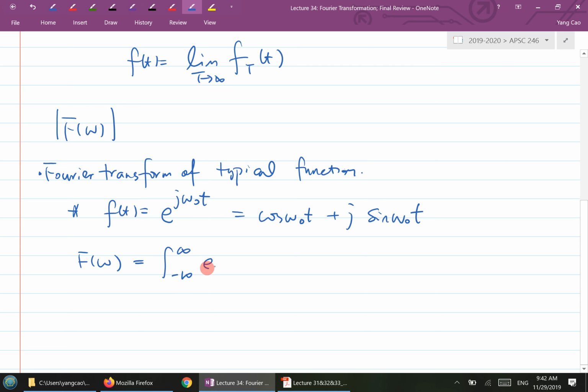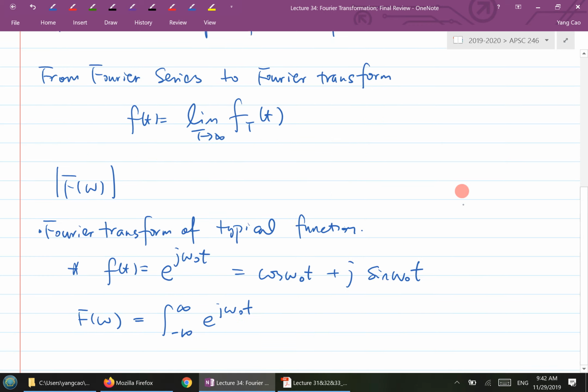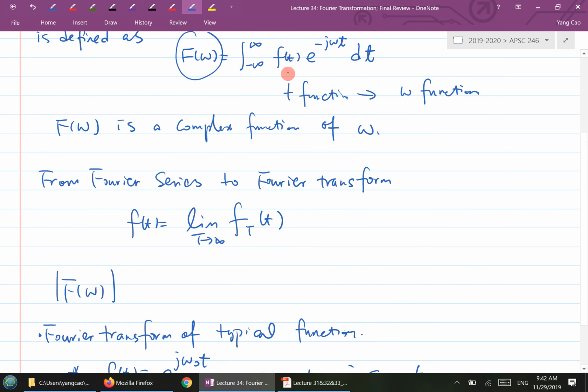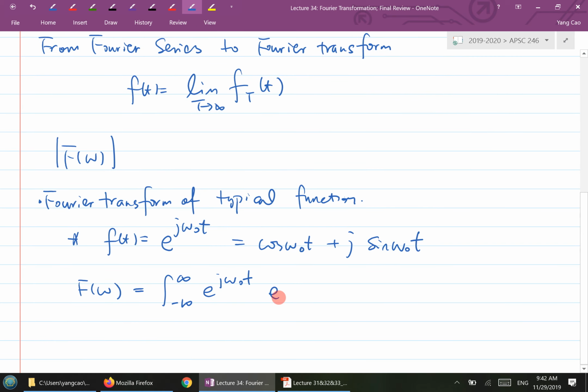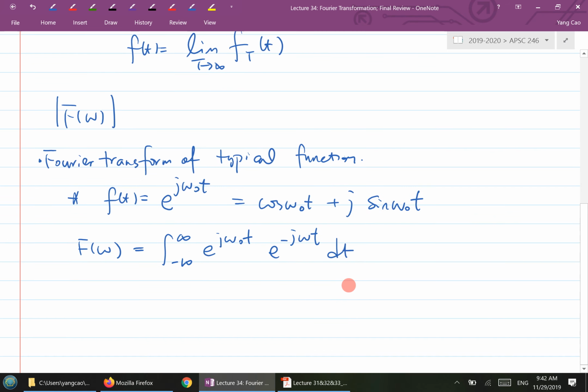We use our formula for the Fourier transform, which is this formula here. Substitute f of t with e to the j omega naught t, and then this is e to the negative j omega t dt. And this gives us the integral from negative infinity to positive infinity of e to the negative j (omega minus omega naught) t.